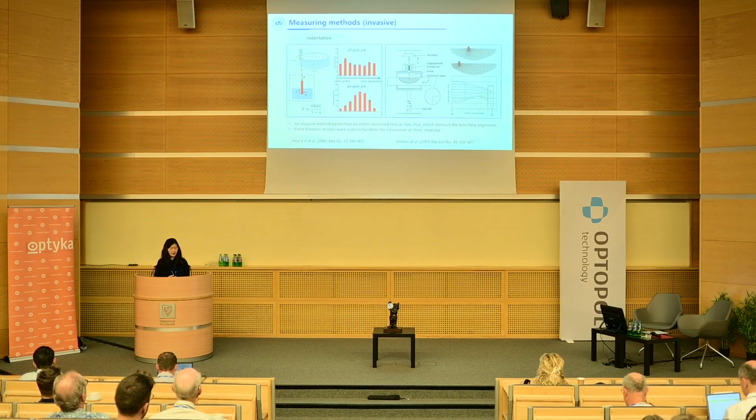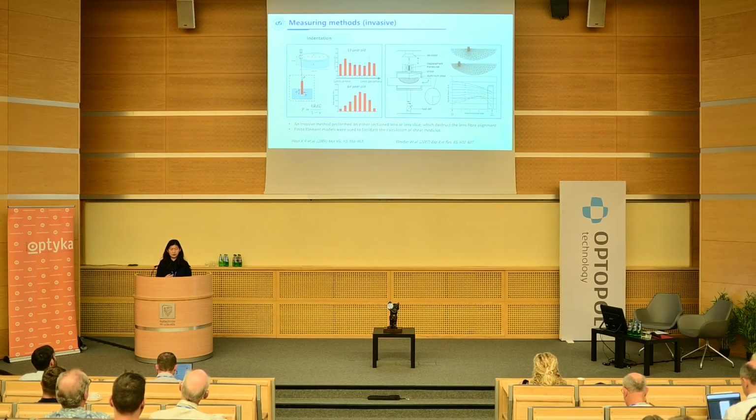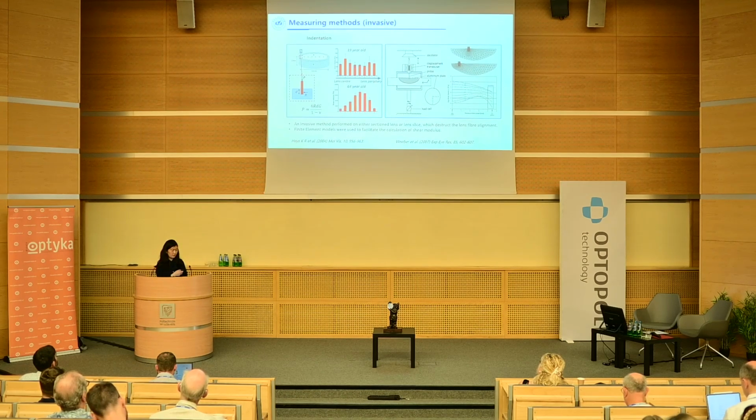And apart from that, there are also invasive measuring methods that require cutting the lens into halves or getting thin slices from the lens for conducting the measurements. But we know that the lens has highly arranged fiber cells, and cutting will actually disturb the fiber alignment. In their method, they used a cylindrical probe to indent the lens tissue at different locations in the equatorial lens. By tracking the indenting force and the indenting depth, they can calculate the modulus of elasticity.